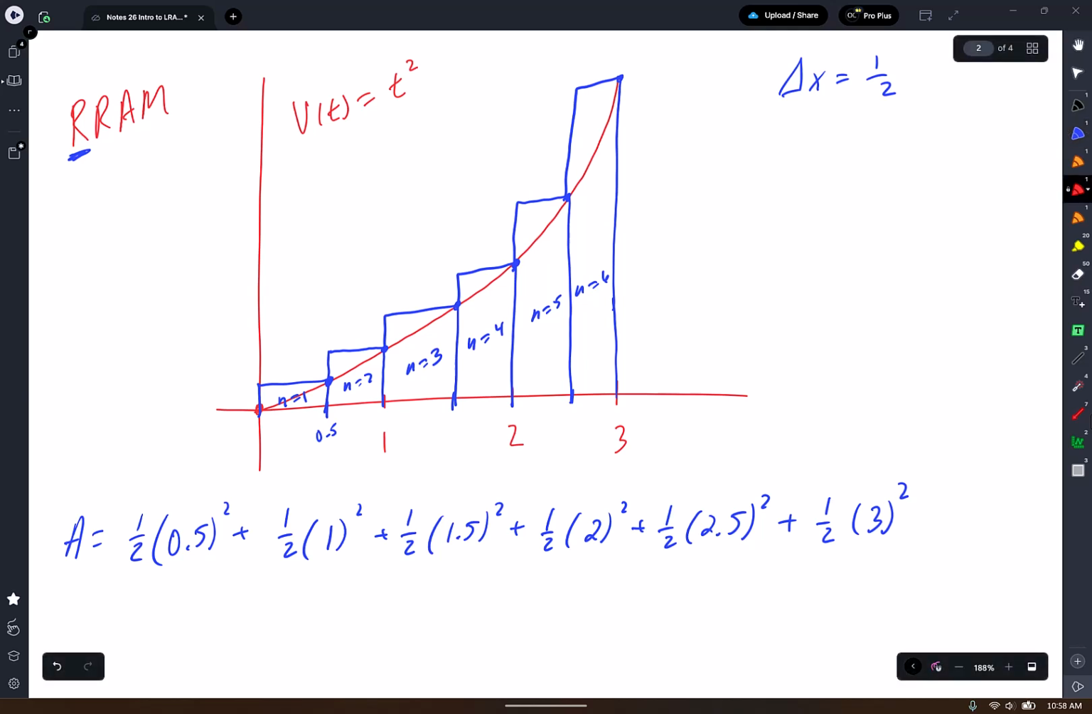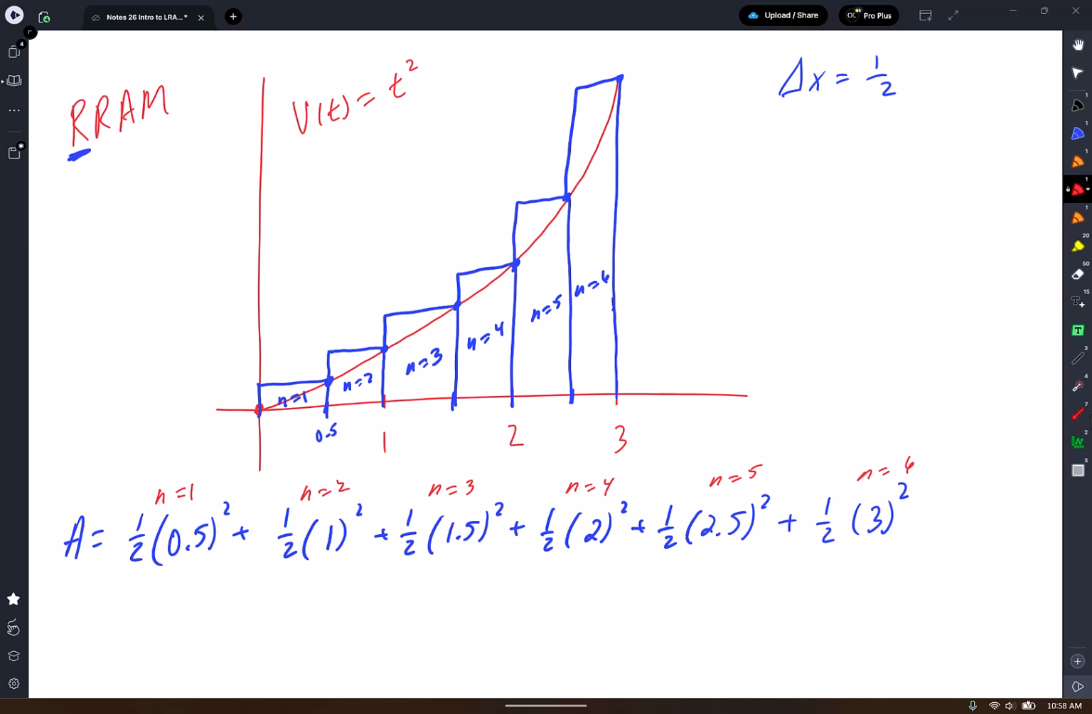So I'll color code it here, or this one's n equals 1, this one's n equals 2. Not color coded, but this one's n equals 3. Those are all the areas of the rectangles individually, and then I'm just going to add them up. Do you guys see what we did?